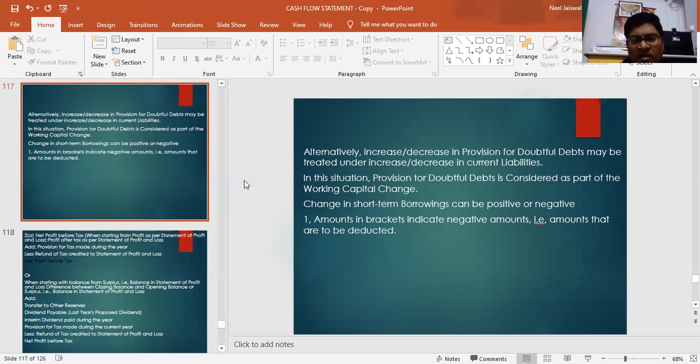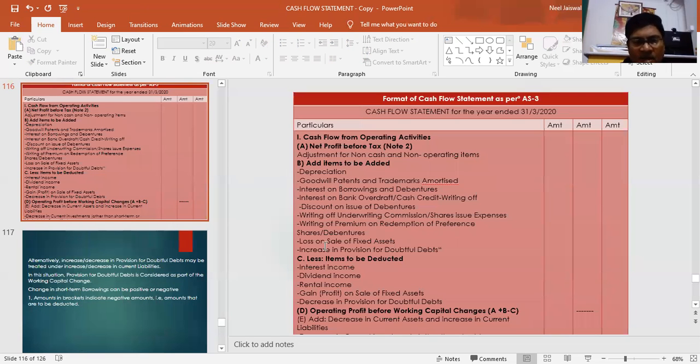Okay. Next. Now we have got operating profit before working capital changes. We have written it over here. Now we are using this line, the first column, for the amount.